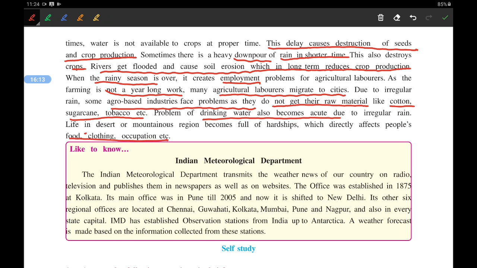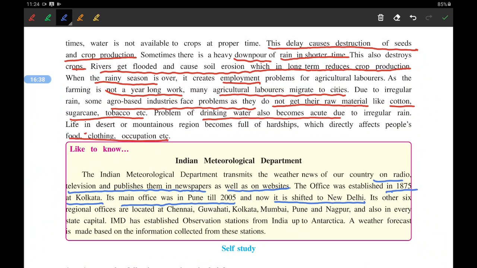Now let us see about the Department of Meteorology. The Indian Meteorology Department transmits the weather news of our country on radio and television and publishes it in newspapers as well as on other websites. The office was established in 1875 in Kolkata. Its main office was in Pune till 2005, and now it has shifted to New Delhi. So first it was in Kolkata, then it went to Pune, and now it is in New Delhi.